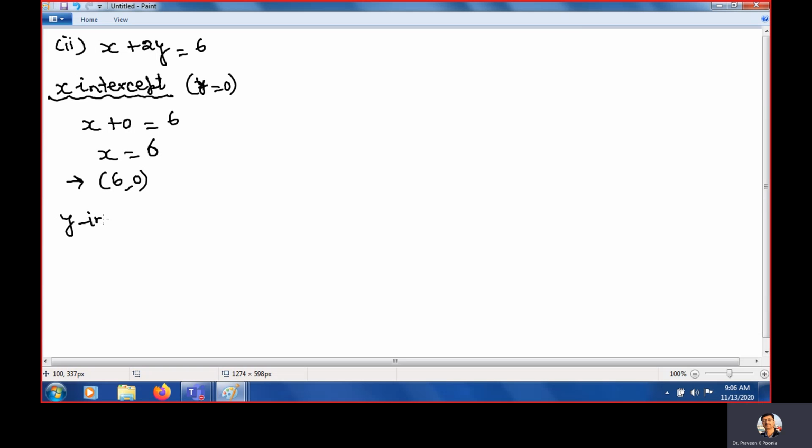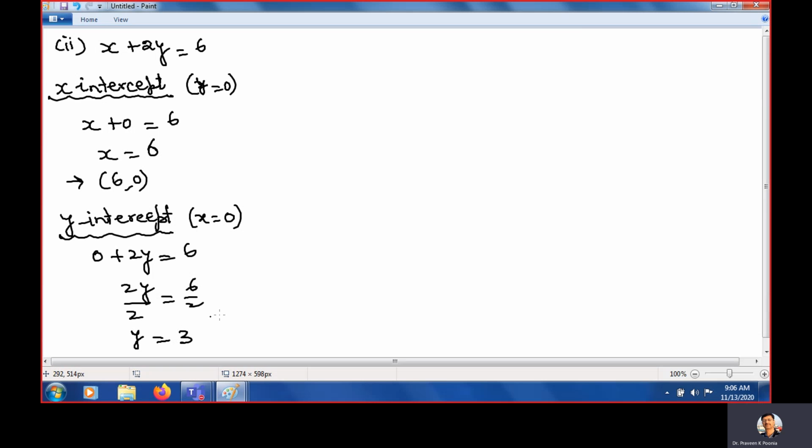And how to find the y-intercept? We will find it by putting x equals 0. Clear? So it is 0 plus 2y equals 6. Divide by 2: 6 by 2. So how much is it? y is equal to 3. So what is the intersection point? (0, 3). So this is how we find it.